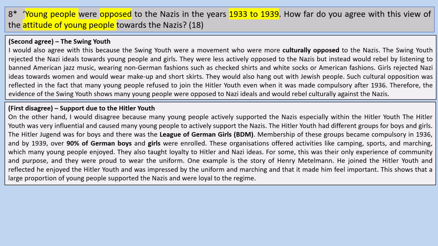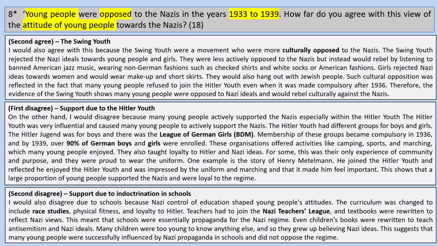One example is the story of Henry Mettelmann. He joined the Hitler Youth and reflected that he enjoyed the Hitler Youth and was impressed by the uniform and marching, and that it made him feel important. This shows that a large proportion of young people supported the Nazis and were loyal to the regime.